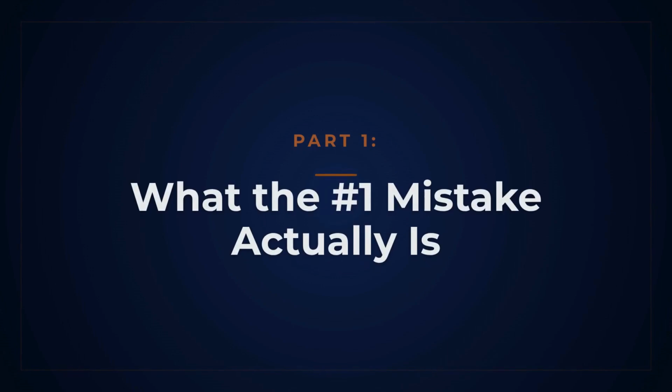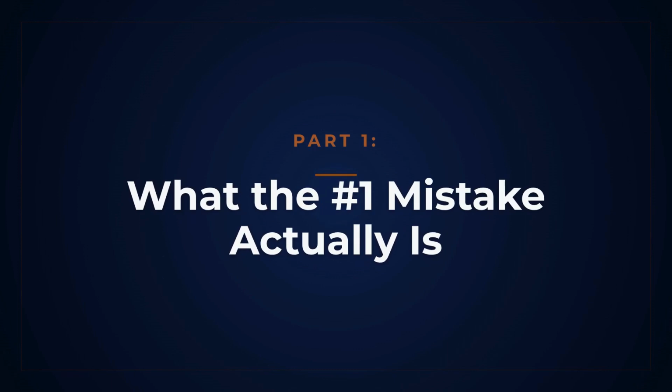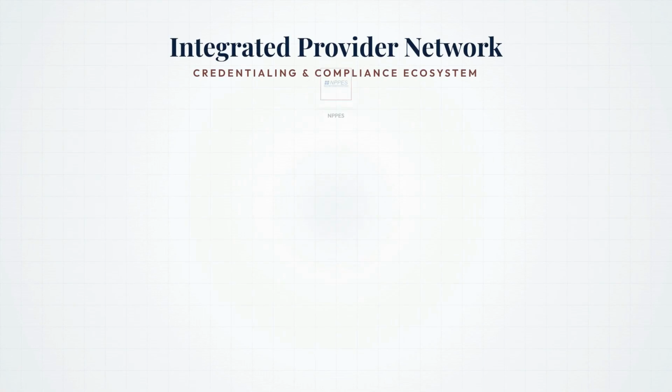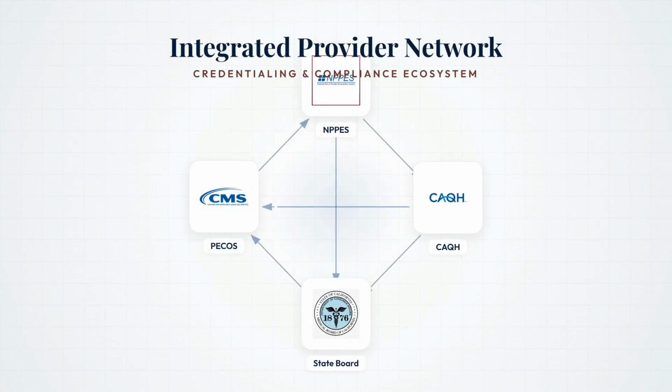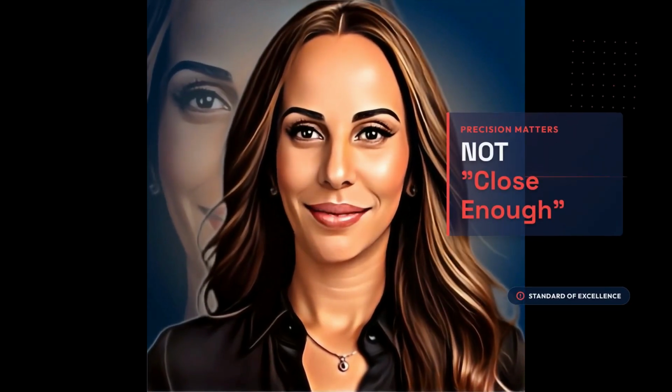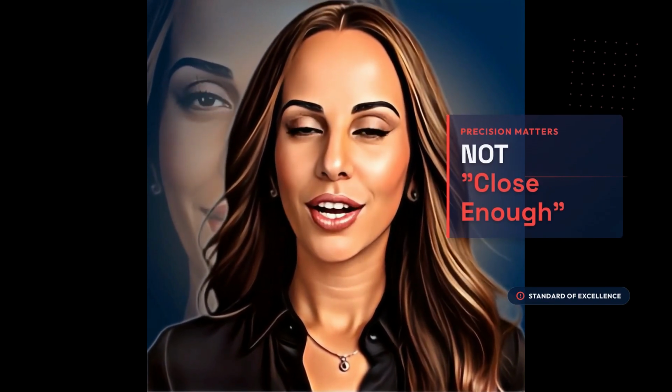Let's get into it. Part 1, what the number one mistake actually is. The number one mistake that delays provider enrollment is data mismatches across systems. Your name, address, NPI, taxonomy code, and license number all have to match exactly across every system that touches your enrollment. That means matching exactly across NPPES, CAQH, your state license board, PECOS, and every individual payer's own records. Not close enough, not basically the same. Exactly. One typo can cause a total halt.